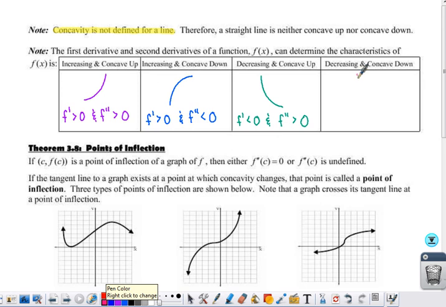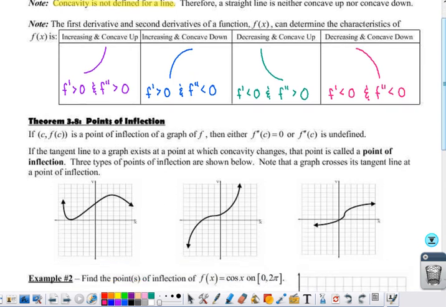And then we have a decreasing function, concave down, and hopefully by now you can tell that a decreasing function means that the derivative is negative, and a concave down function means f double prime is less than 0. So as a curve bends in a different direction, either changing from concave up to concave down or concave down to concave up, that's a specific point, and that point is a point of inflection.